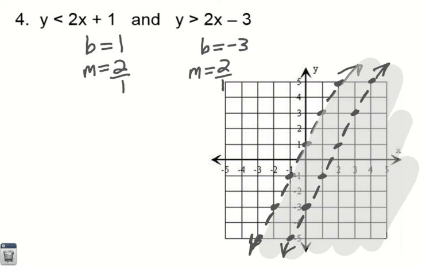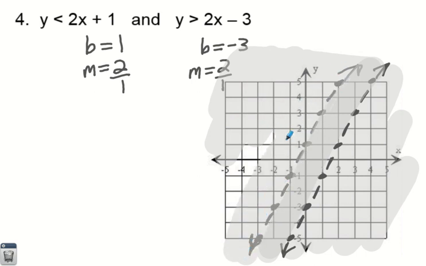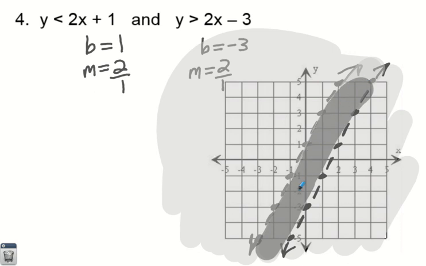And it's greater than. Does that mean we shade above or below? It means we shade above all of this. But the final answer, where we shaded double, looks to be everywhere in between the parallel lines. And that's that, I guess.